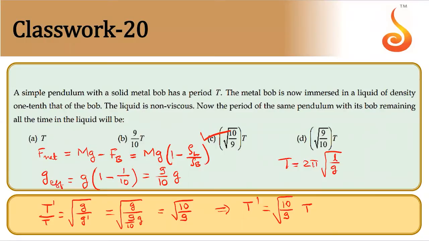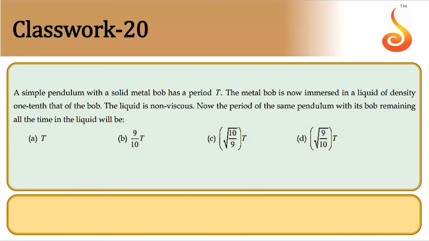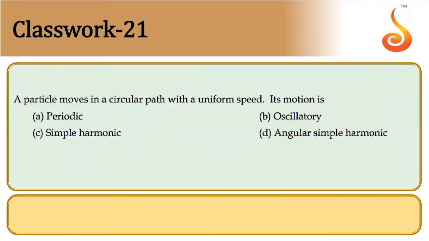Yes, hope you have taken this. We shall move on to next. A particle moves in a circular path with uniform speed. Its motion is periodic, oscillatory, simple harmonic, angular simple harmonic.